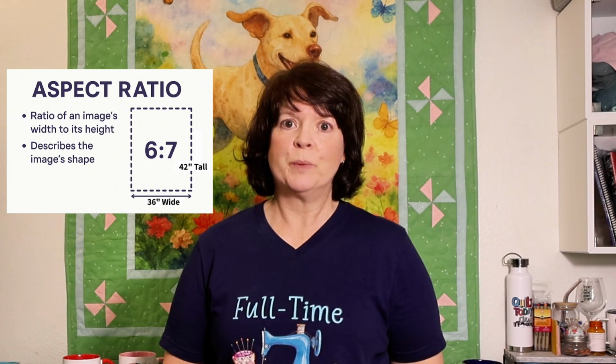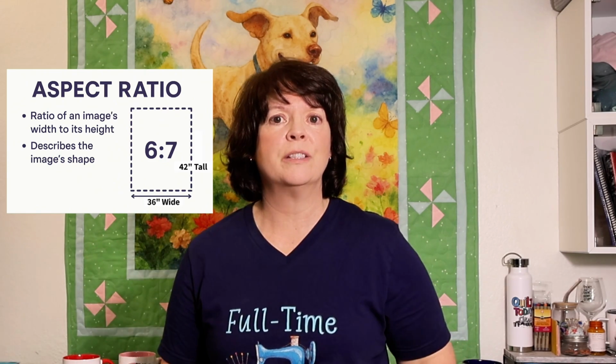For quilt panels, if we're looking to do the entire yard, which is what we'll do today, we're looking for a 6:7 aspect ratio. That's a standard yard of fabric. That way when we print our panels, they're sized perfectly for most quilt patterns that use a quilt panel.